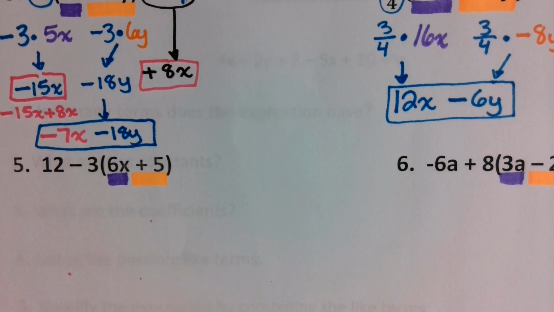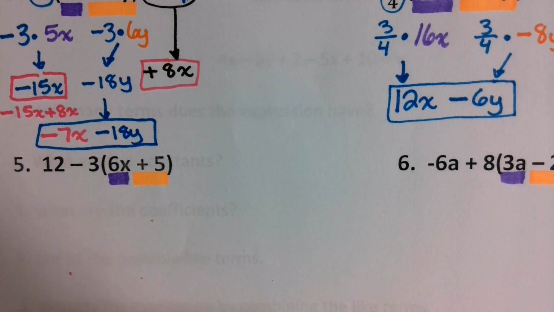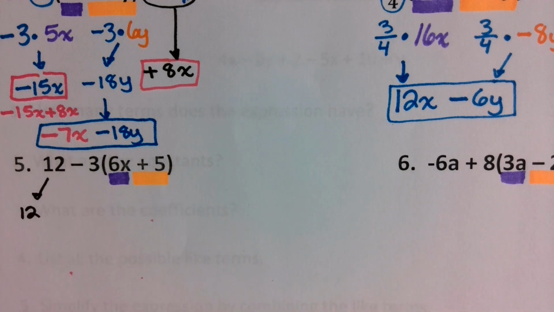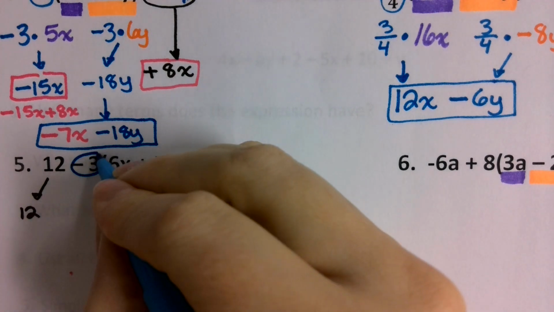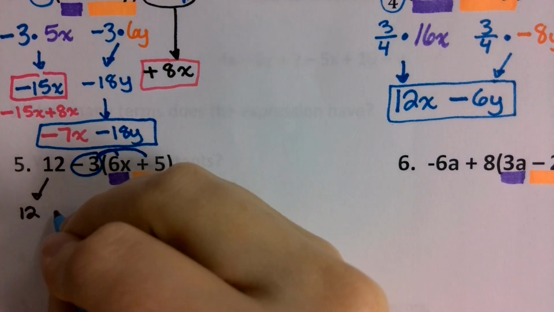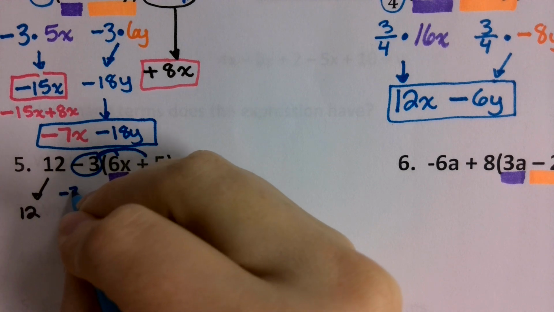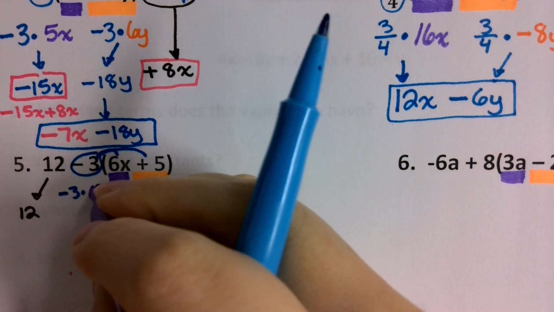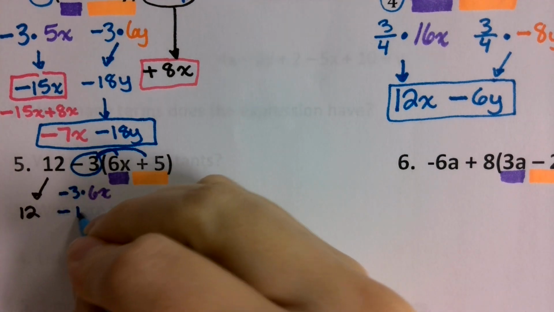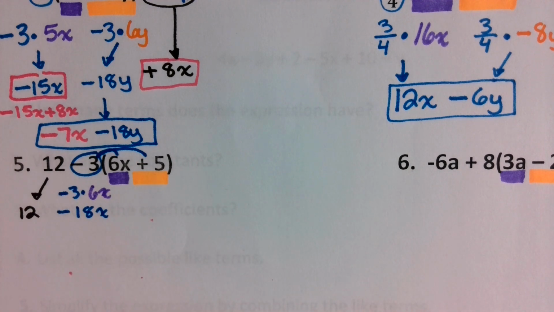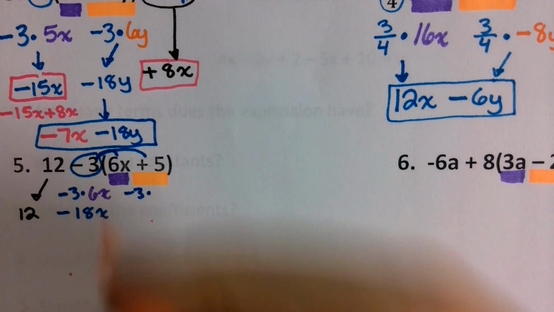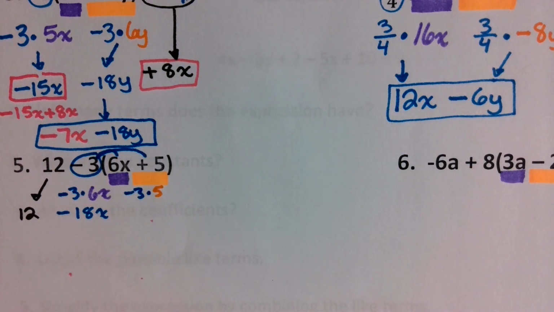Alright, for problem number 5, we're going to go over this one. We've got 12. That's not going to be affected at all by the distribution because it's outside. We are distributing a negative 3. So we're going to do negative 3 times 6x and negative 3 times 5. When we do negative 3 times 6x, we're going to get a negative 18x. And then when we do negative 3 times the 5, that's going to come out to a negative 15.